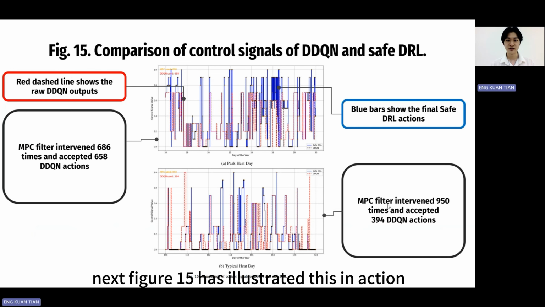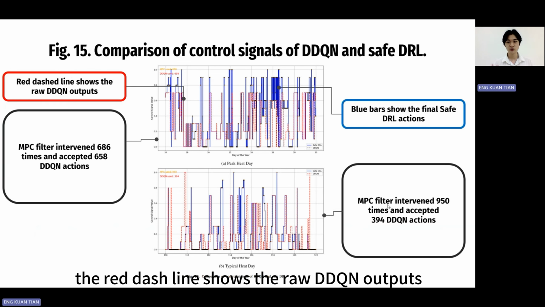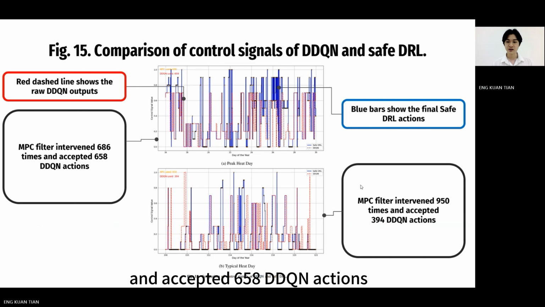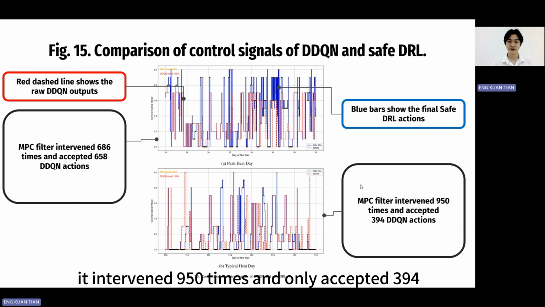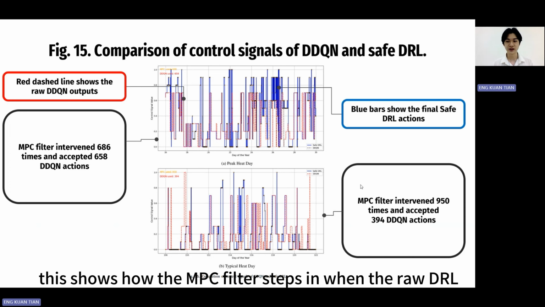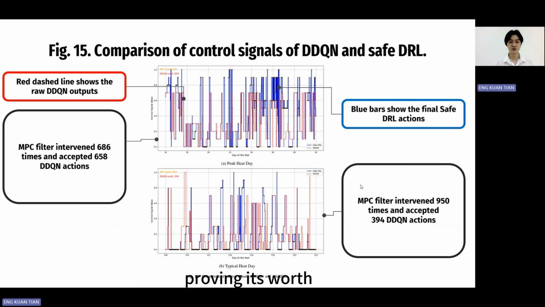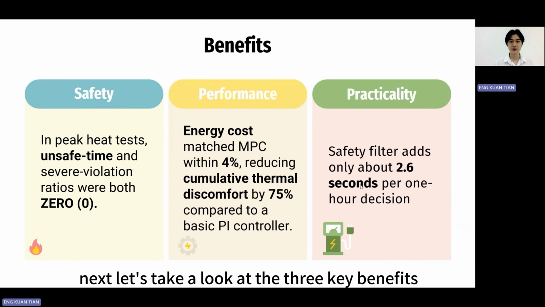Next, Figure 15 illustrates this in action. The red dashed line shows the raw DDQN outputs, while the blue bars show the final safe DRL actions. On a peak heat day, the MPC filter intervened 686 times and accepted 658 DDQN actions. On a typical heat day, it intervened 950 times and only accepted 394. This shows how the MPC filter steps in when the raw DRL alone would struggle under variable conditions, proving its worth. Next, let's take a look at the three key benefits.